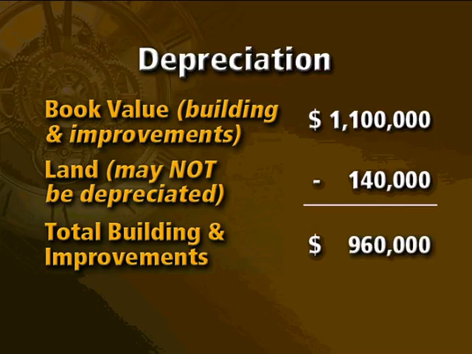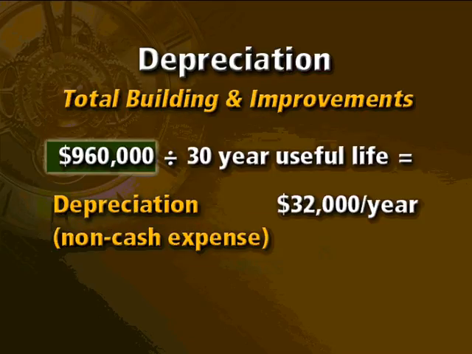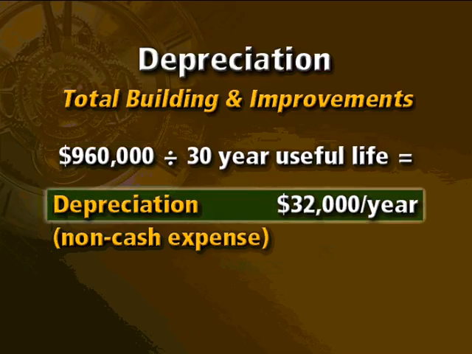If we had depreciated the remaining $960,000 of her building and related improvements over, for the purposes of this example, 30 years, she would have had approximately $32,000 a year of a non-cash expense called depreciation attributable to the gradual loss of value on the building over that time.